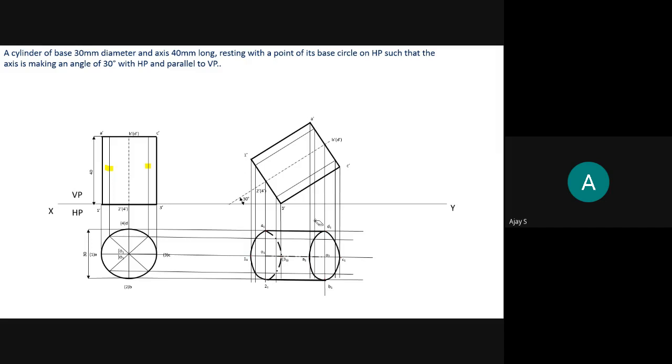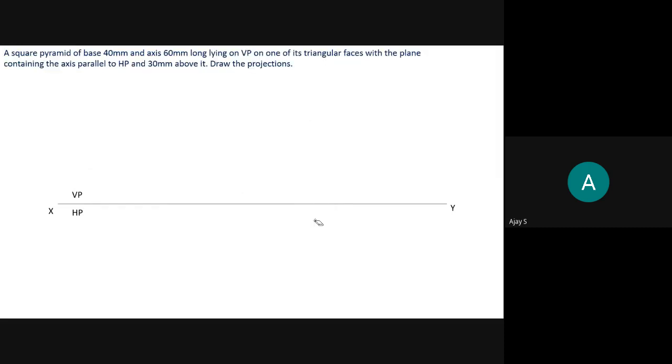Okay. So I think with this, inclined to HP and parallel to VP will be sufficient. Next class, we'll see inclined to VP problems. Okay. Inclined to VP is also nice. So this problem is that a square pyramid is inclined to VP. Here, it is different. So I'll just explain it in the next class.